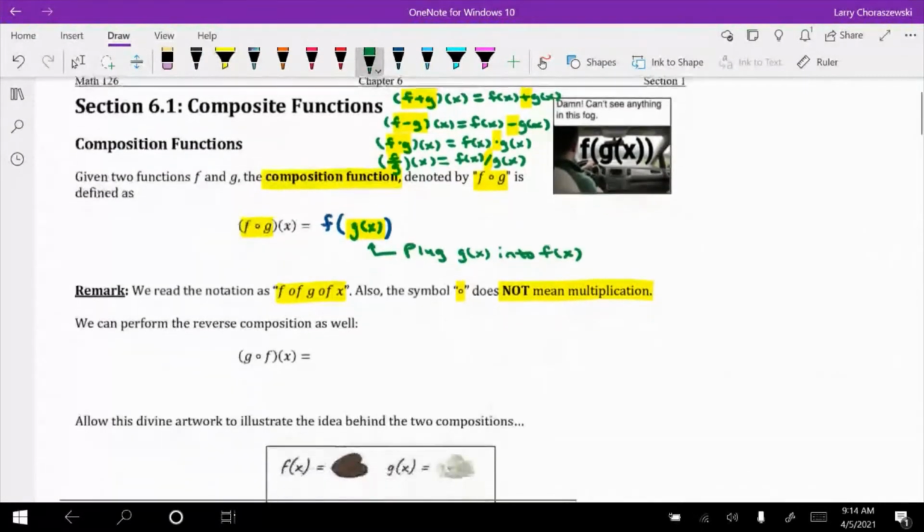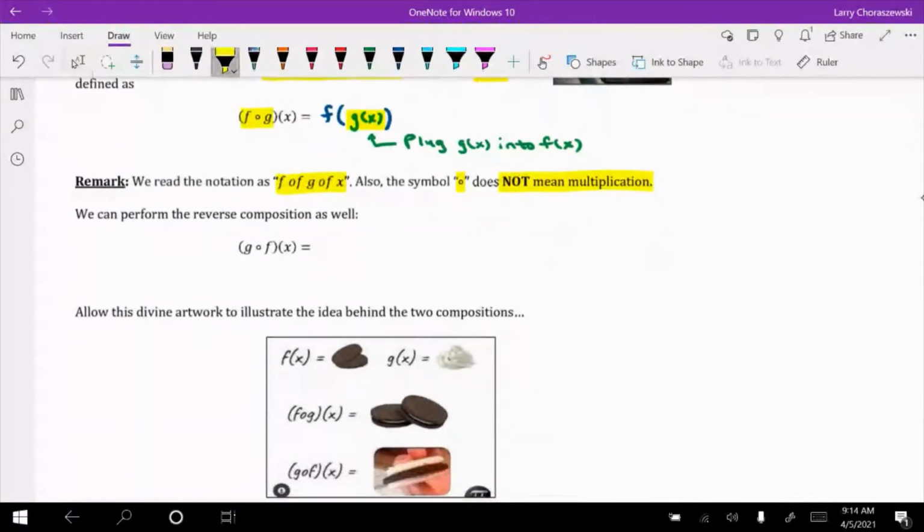You can go in the other direction as well. If we reverse and start out with g circle f instead of f circle g, this would be rewritten as g, and in its parentheses, f of x. And this would mean plug f of x into g of x.